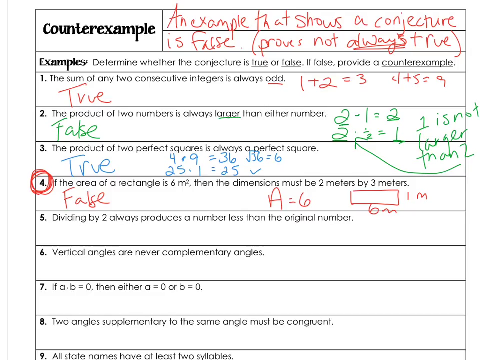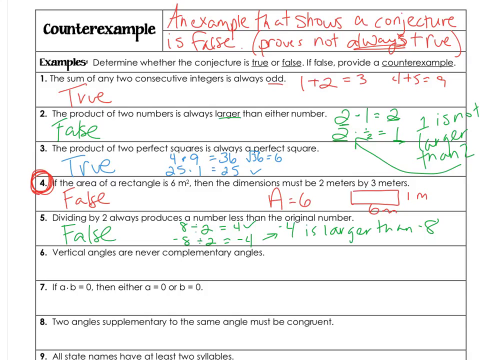All right, so for number 5, dividing by 2 always produces a number less than the original number. If you try it, say we have 8 divided by 2 gives me 4, and that is less than the original number. But what about negative numbers? So say we start with a negative 8, and I divide by 2. That gives me a negative 4, but negative 4 is actually larger than negative 8. So this would be our counterexample for number 5, since that is a false statement.